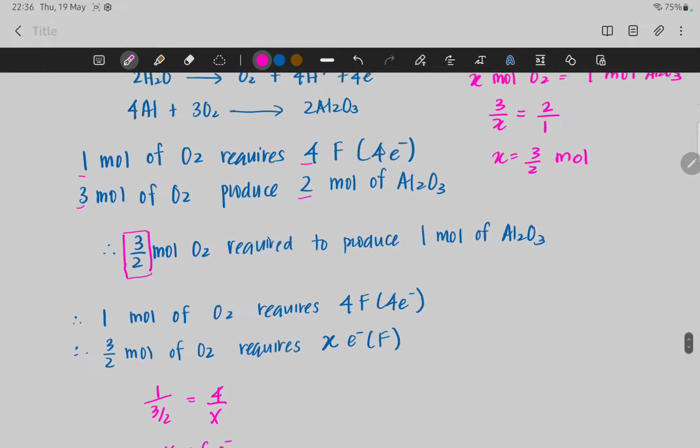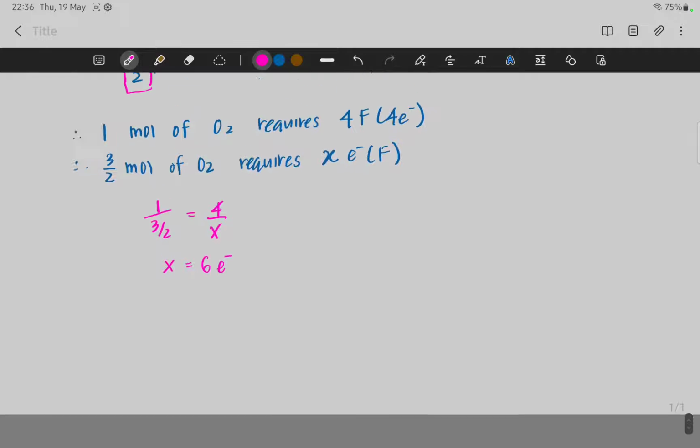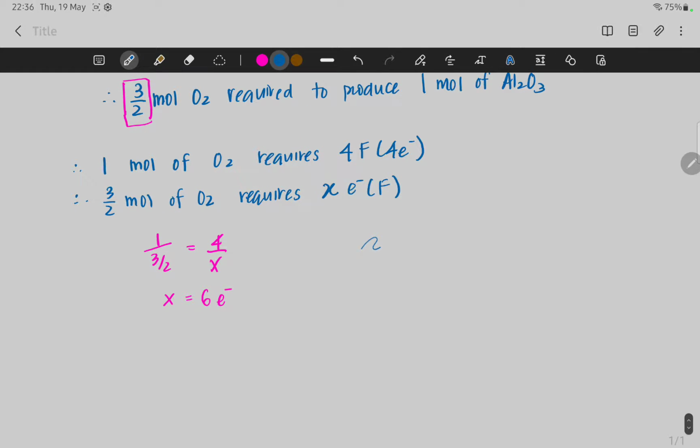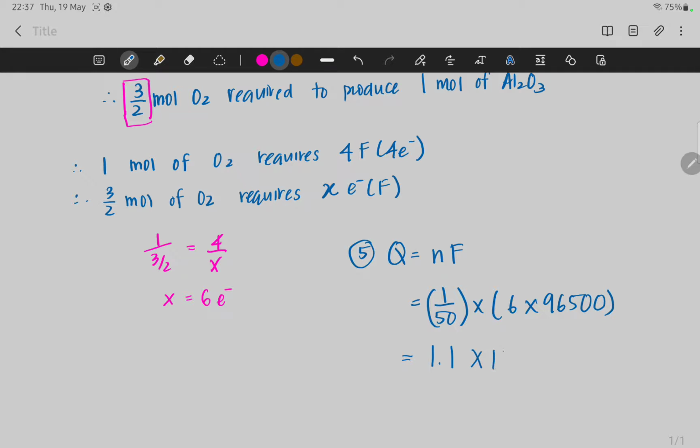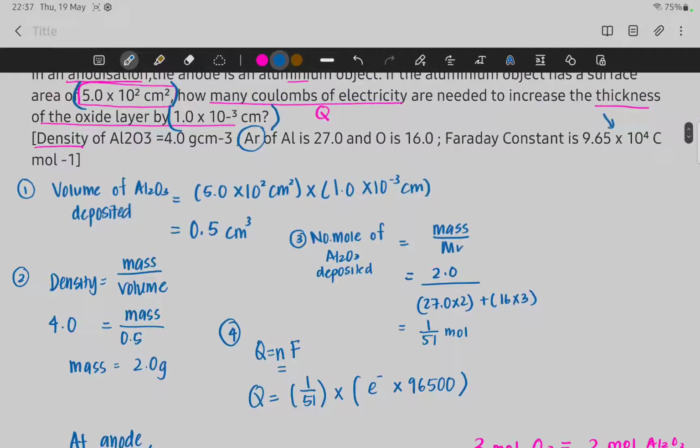Okay, after so many observations and so many equations, finally I can make use of this formula, which is the last step: Q equals nF. Final step to calculate my Q by using the thickness. My number of moles just now was 1 over 51. Multiply with 6 times 96500. And the final answer you will have is 1.1 times 10 to the power of 4 coulombs of charge. Finish. So this is too much work, I hope you understand.